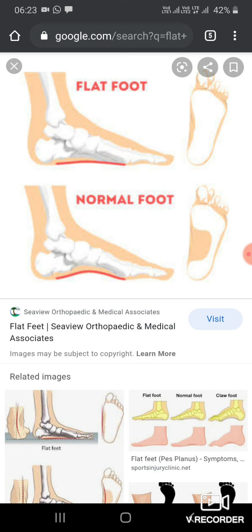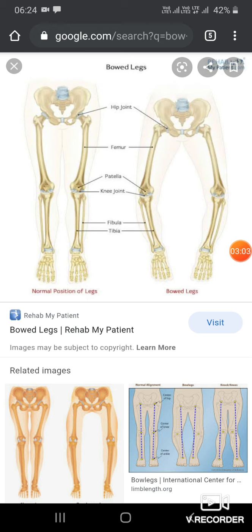Okay, now we have to discuss about bow legs. In a bow leg, in this picture clearly seen, your knees are outward of each other. Okay, this type of deformity occurs in 0 to 3 year old children.